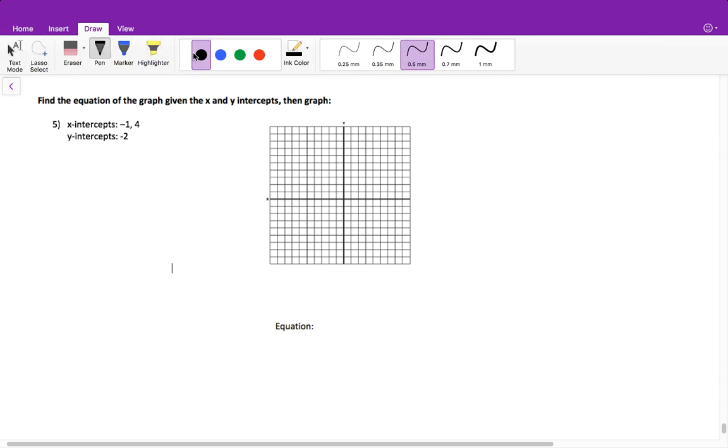All right, the last question is going to be this one here. You'll be given your x and y intercepts, and then you will have to find the equation, and then you will have to graph. So it's very similar to what it will look like on the test.